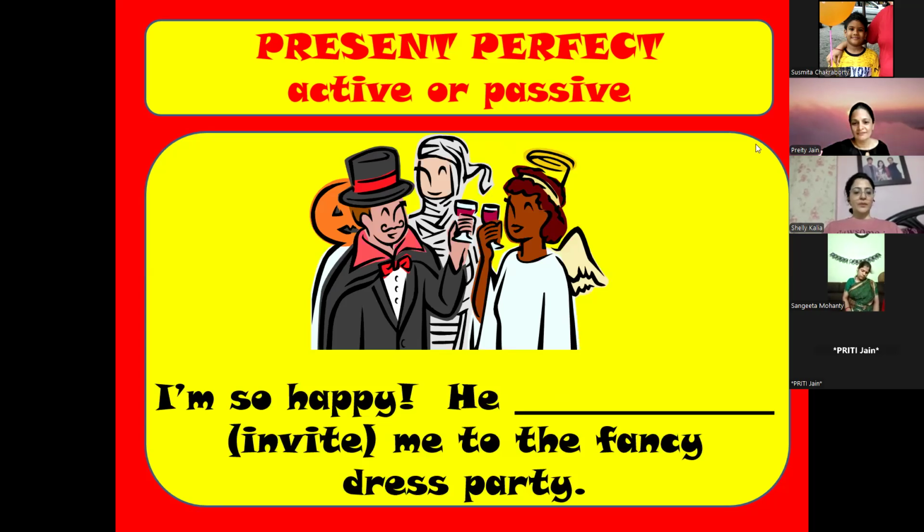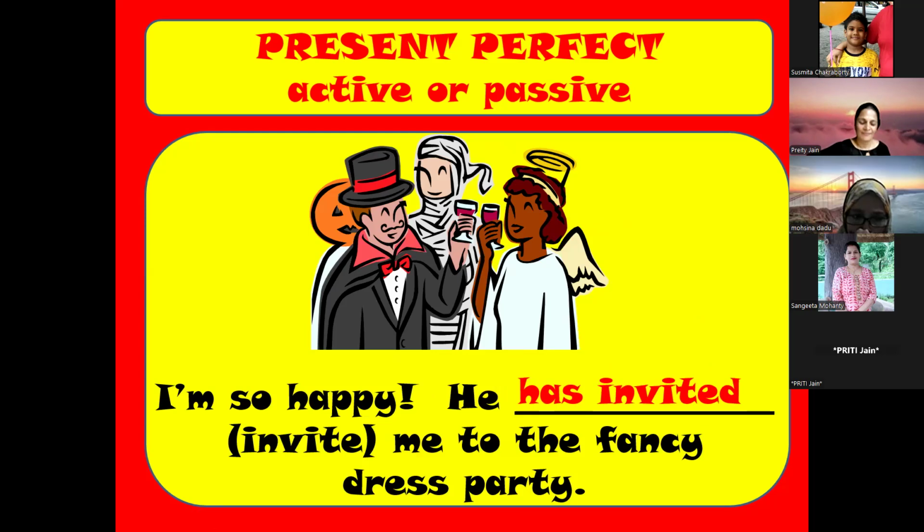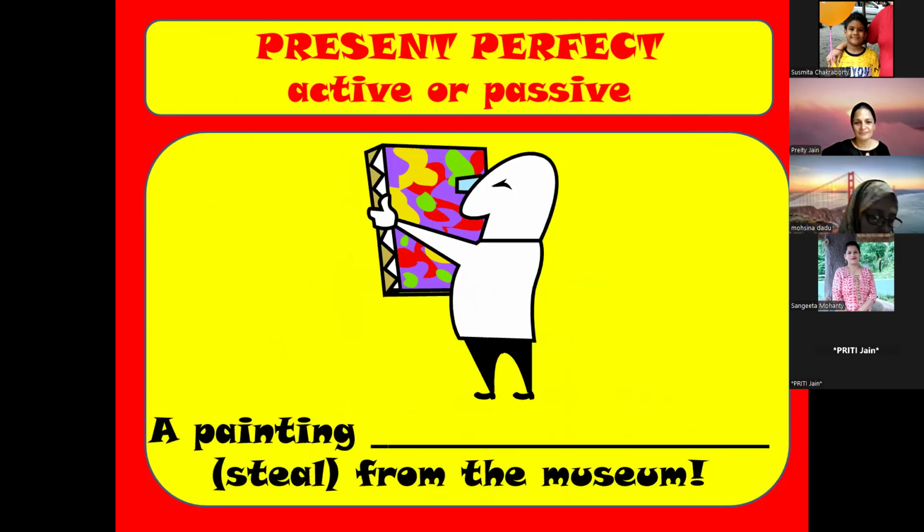I am so happy. He has invited me to the fancy dress party. Very good. He has invited. Because the doer has invited, the doer is doing that work, so it is simple active. Yes, Preeti?